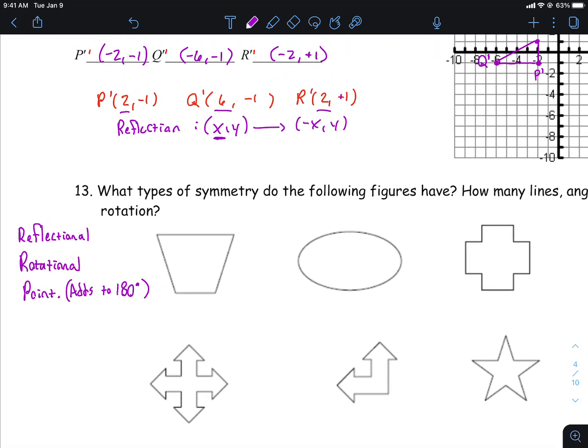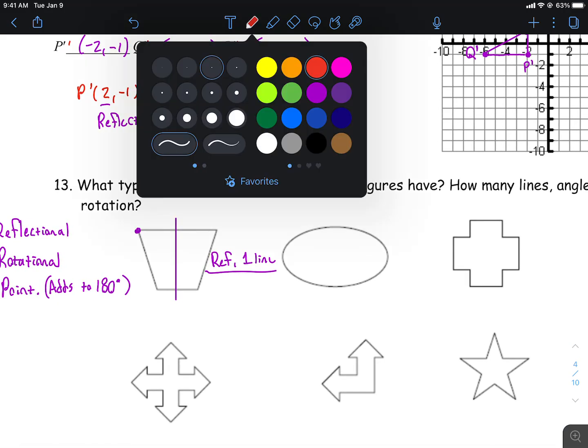So this first one right here is going to be reflectional. You can only draw one line, so it's going to be one line kind of like that there, going up and down. So I would say this is reflectional with one line. You can't really rotate this point here and make it line up perfectly on any of the other points until you do a full rotation. So we're going to say it's not rotational symmetry. So this first one here is one line right there.